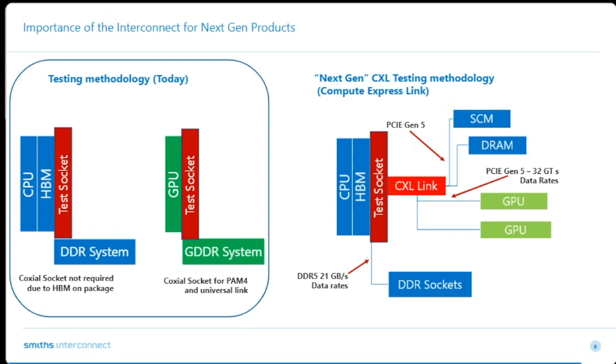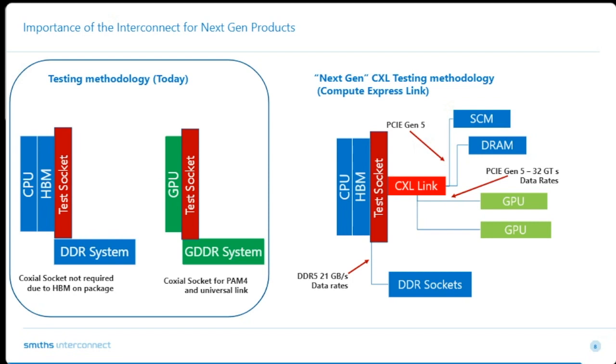As we move on to next-gen CXL protocol testing, as you can see, it complicates things a bit more, as not only are the server chips still utilizing HBM, but with the introduction of DDR5 memory socketed to the system board, DDR5 has doubled the data rate from DDR4. So the memory needs to be addressed more appropriately or closer to the GPU system.